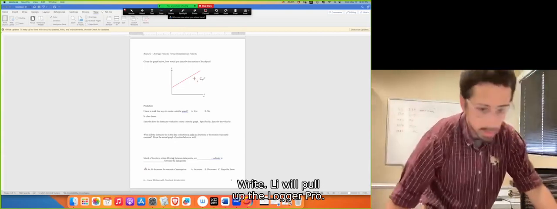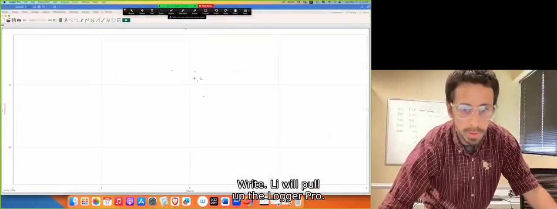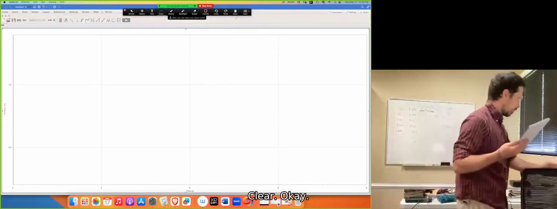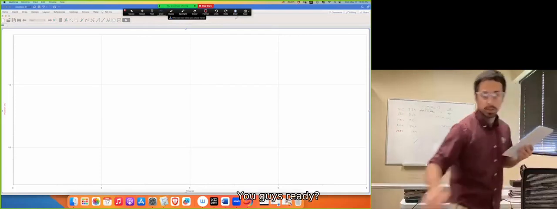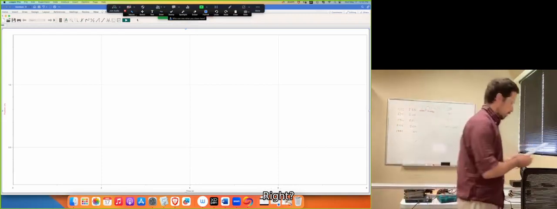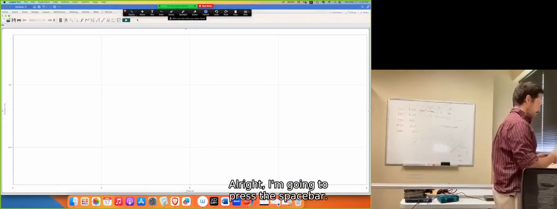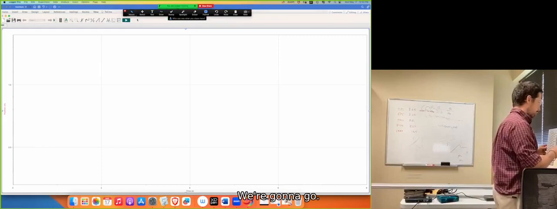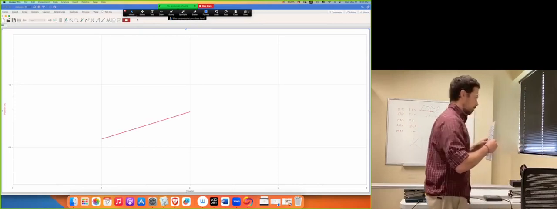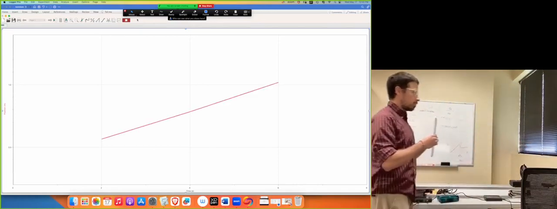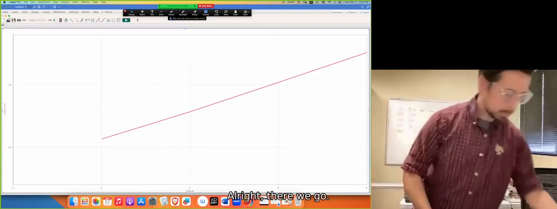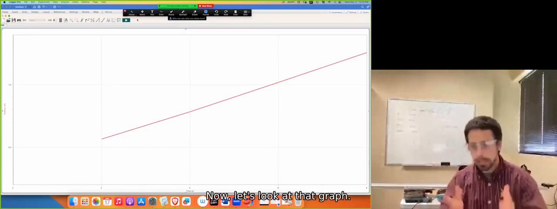And we will pull up Logger Pro. Clear. Okay. Are you guys ready? I hope you're ready. There we go. All right, I'm going to press the space bar. We're going to go. All right, there we go. Now, let's look at that graph.